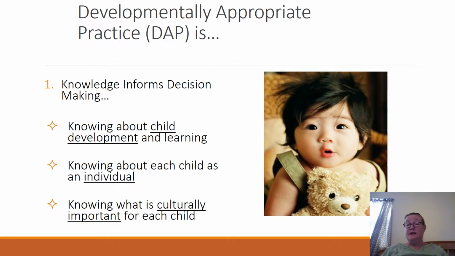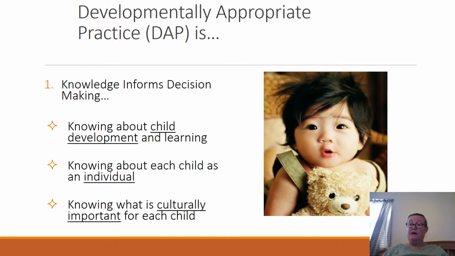We also need to understand what each child as an individual knows and is able to do. And so that's what is so important about being present in the classroom, observing children, taking the time to really get to know each child so that you have an understanding that, yes, this child is 4, but their development and where they are is going to be slightly different than the 4-year-old standing next to them. And so understanding where that child is developmentally, knowing what that child knows and is able to do.